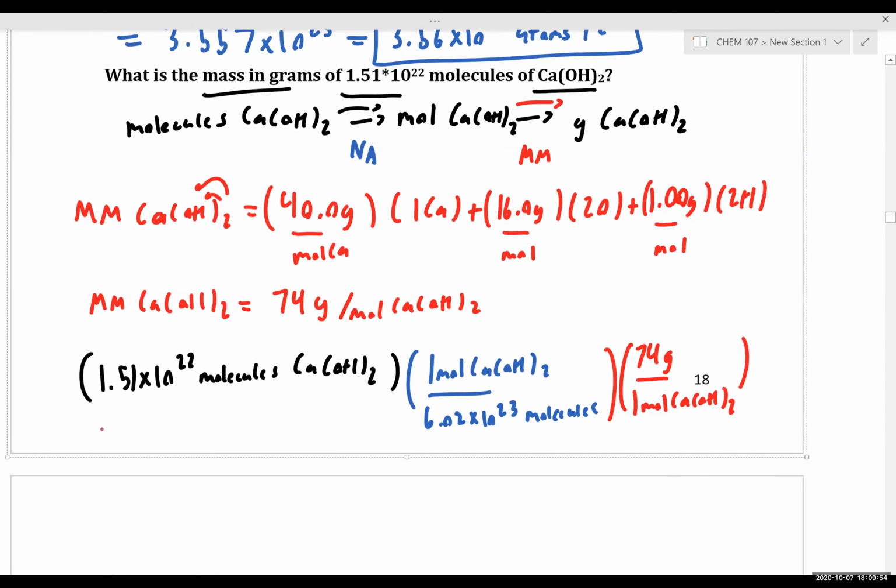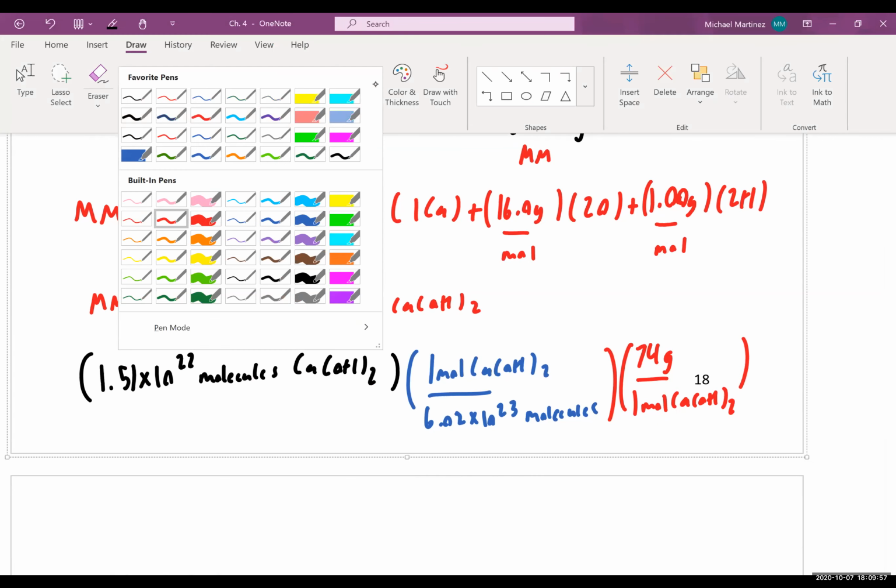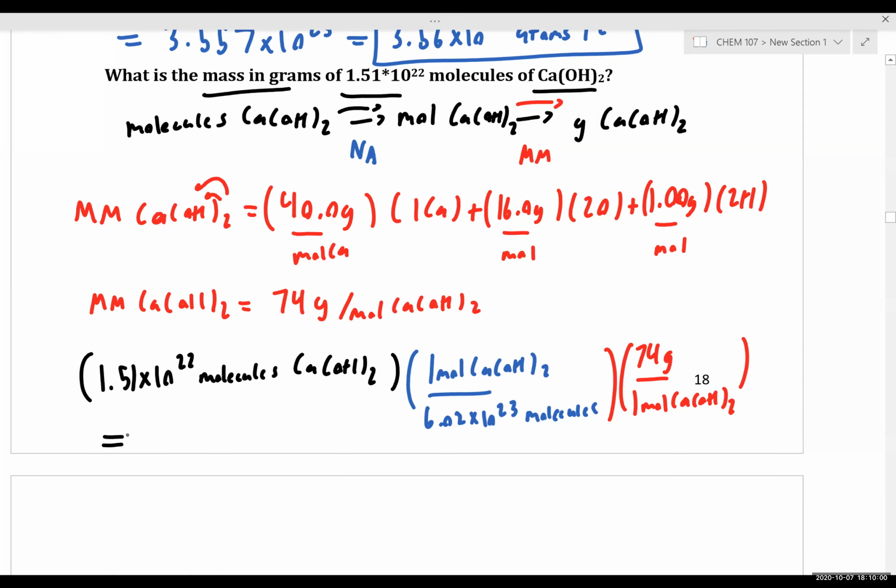Punching this into our calculator gives us a final result. Remember, enter Avogadro's number in parentheses. After punching this into our calculator, we get 1.86 grams of calcium hydroxide.